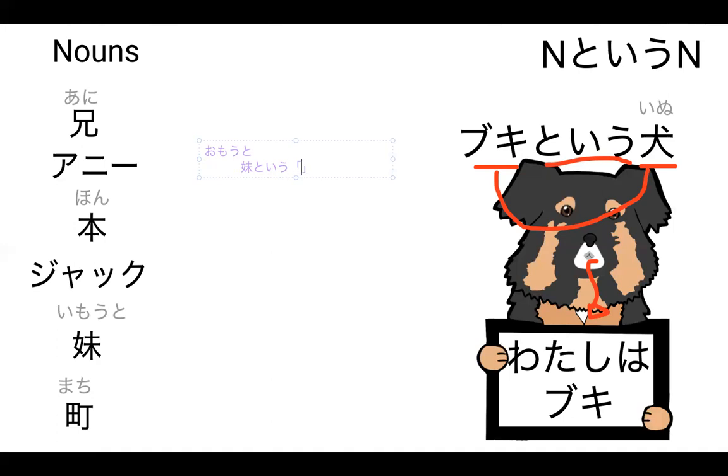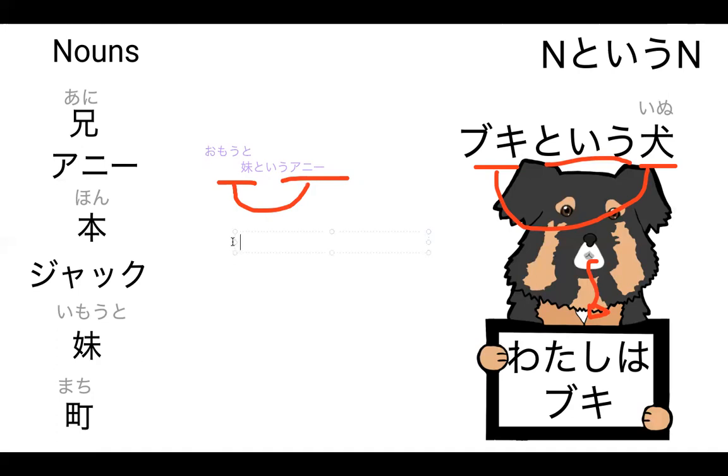So what then goes over there? We want to say little sister's name, right? Sure. So her name is actually Annie. Now, this right here says Annie named imouto. Imouto to iu Annie. But that's Annie named imouto. Okay. So something's wrong about it.